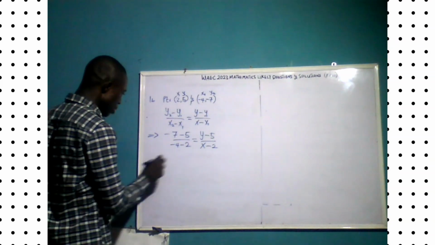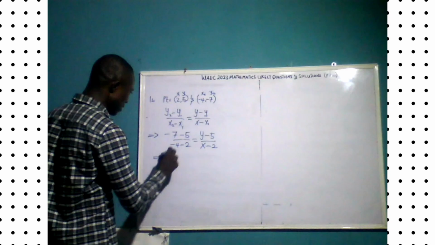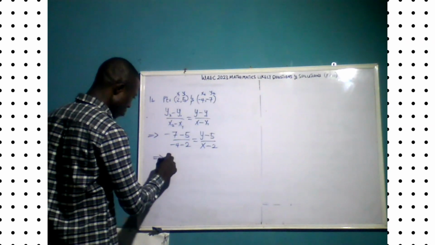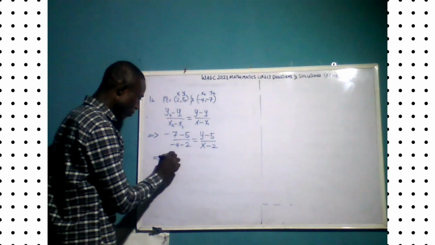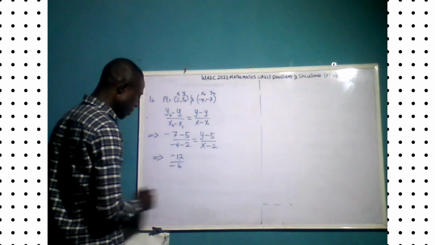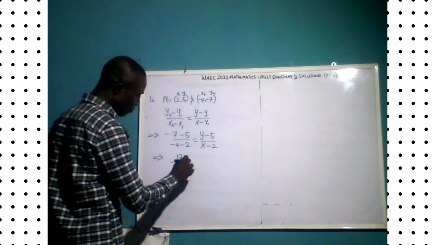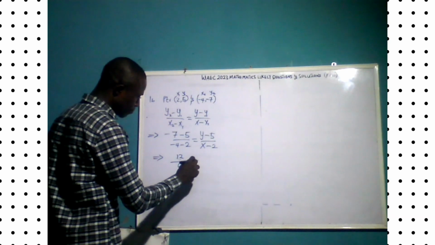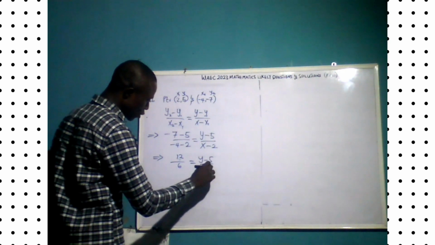Now, from here you can do simplification, and it means that minus 7 minus 5 will give you minus 12, all over minus 6. And of course, negative sign will cancel negative sign, so that you have it equal to y minus 5 all over x minus 2.